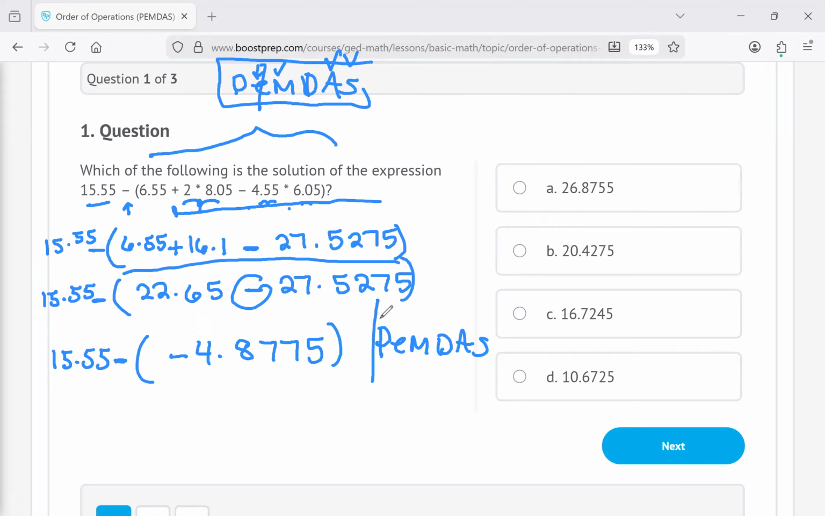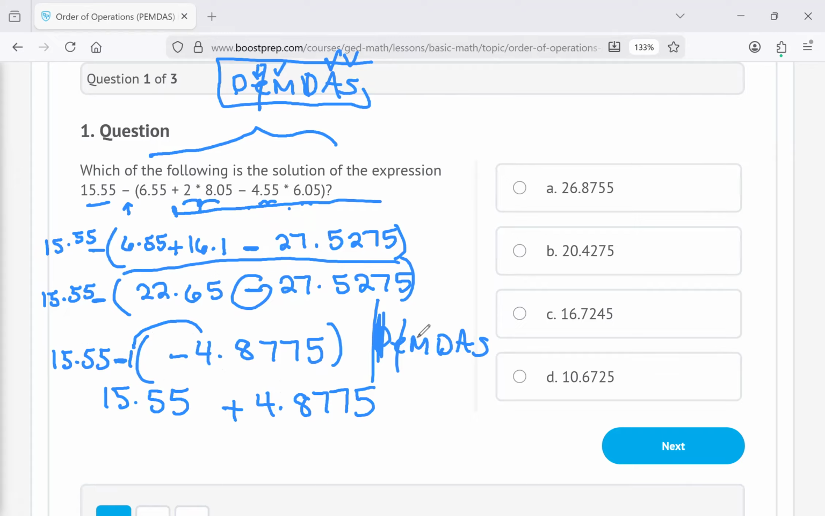So forget about the P because we finished that. Do we have an exponent? No. Do we have a multiplication? Yes, kind of. Do you see this minus? This is like an invisible -1. So we do have a multiplication. What's -1 times negative 4.8775? Positive 4.8775. And then bring down this 15.55.